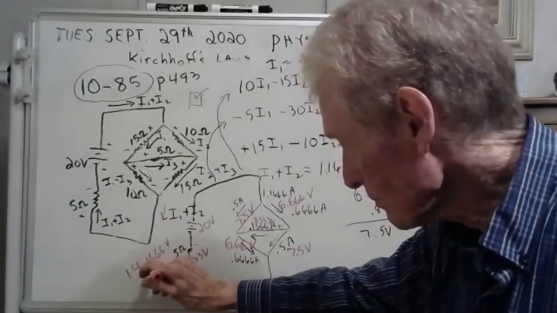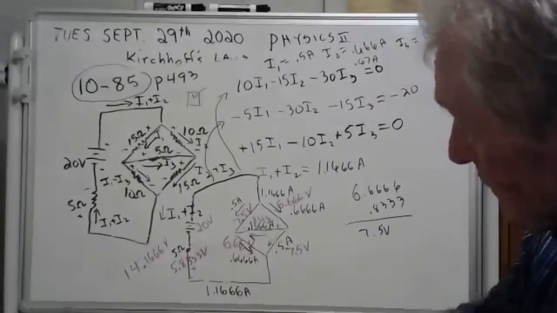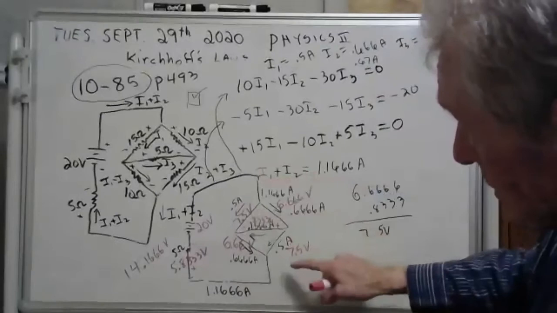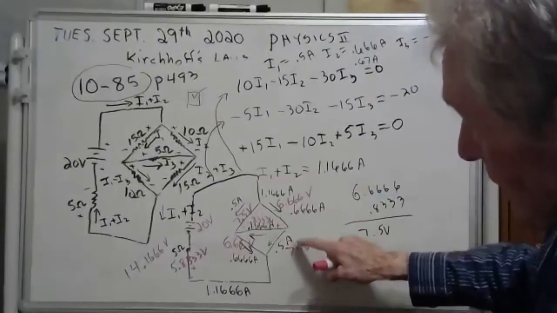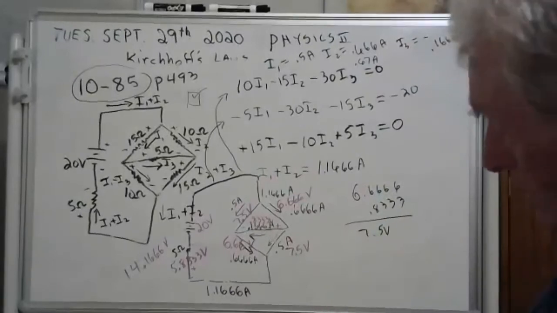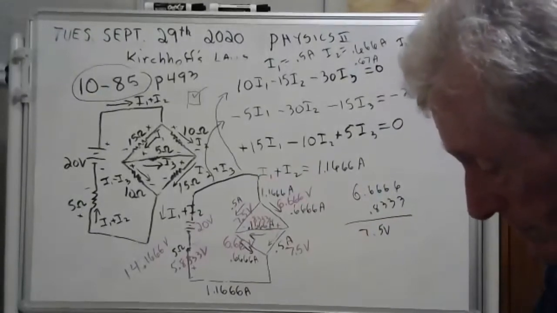14 point. Now let's see if that works this way. Going from here up to here. Well, if you take 7.5 and 6 point, a bunch of sixes, does that add up to 14? I don't know. We'll figure it out.